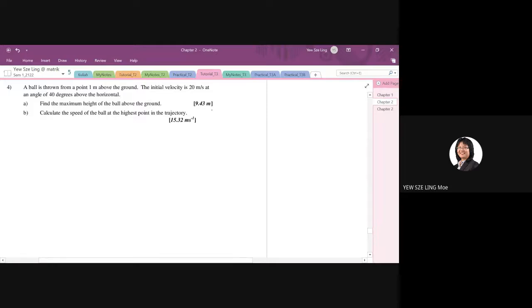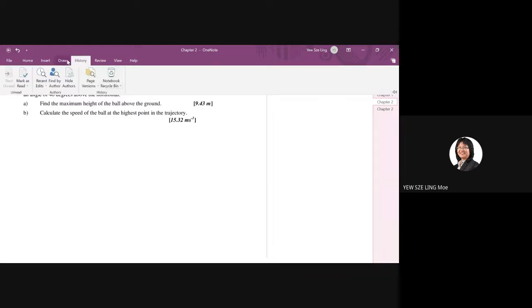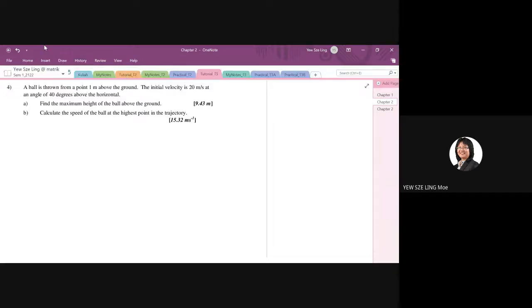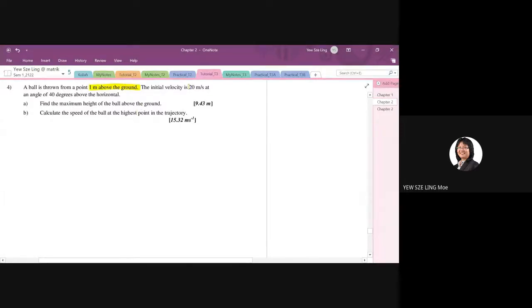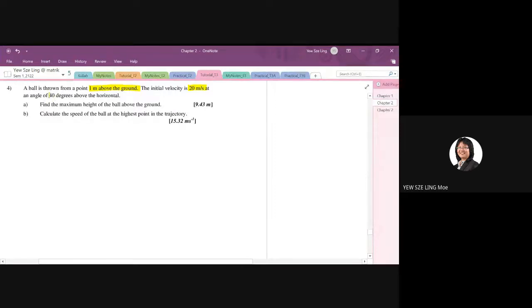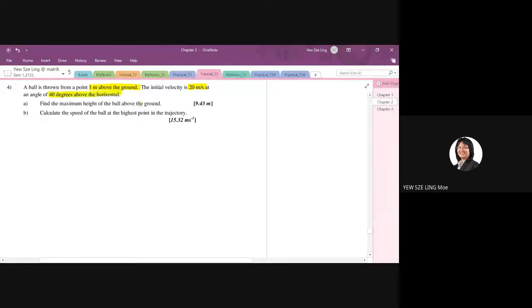So now question 4. A ball is thrown from a point. Now this is a tricky question. So a ball is thrown from a point that is 1 meter above the ground. The initial velocity is 20 meters per second, at an angle of 40 degrees above horizontal.